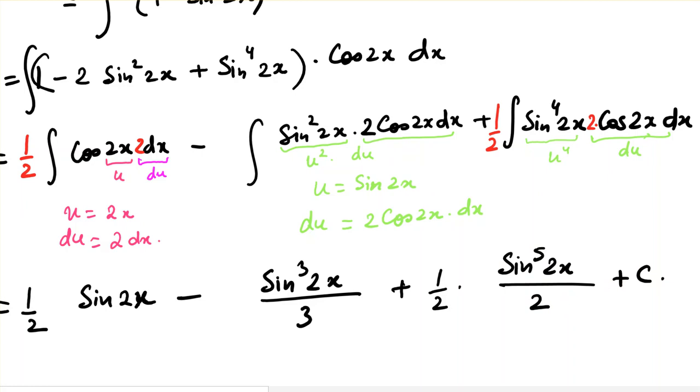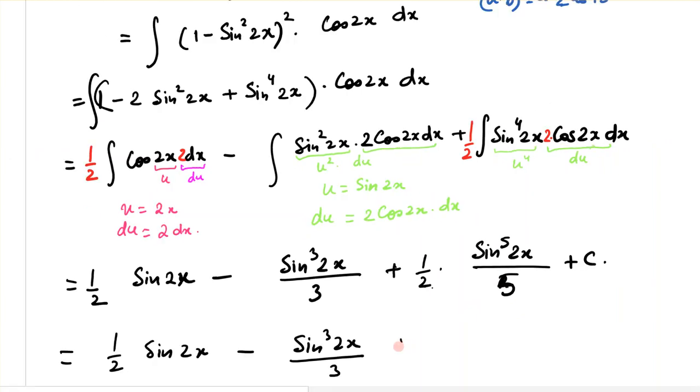And now we notice that, sorry, power 5. So now we notice that 2 times 5 is 10. Thus in the next step we get sine raised to power 5 of 2x over 10 plus c.